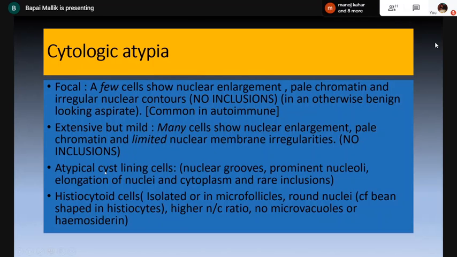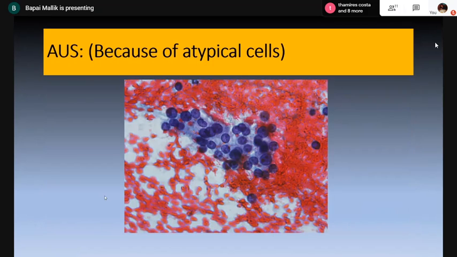Atypical looking cyst cells and histiocytoid cells. The examples should help you. So what is this? This is AUS because of atypical cells, right? Shall I call it focal or shall I call it extensive? I cannot say by looking at one slide. If I see this in a small area, I call it focal.